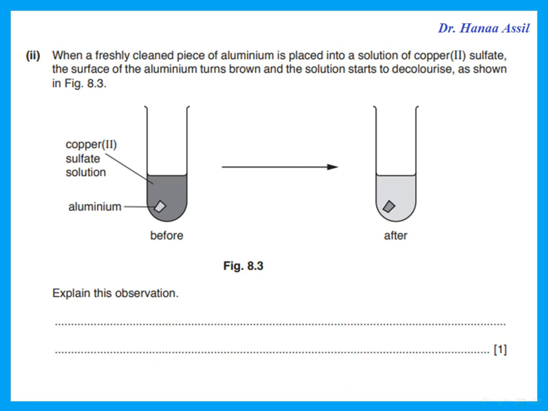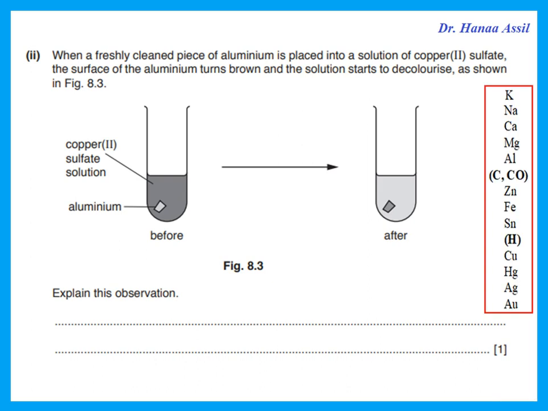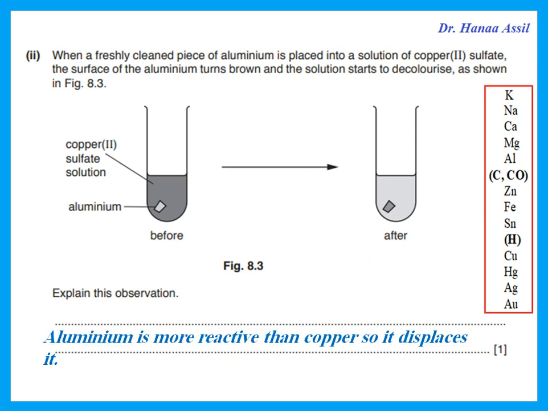When a freshly cleaned piece of aluminium is placed into a solution of copper sulfate, the surface of the aluminium turns brown. So in this case, aluminium with copper sulfate reacts. This is because aluminium is more reactive than copper. It is above copper in the electrochemical series, so it will displace it. So aluminium is more reactive than copper, so it displaces the copper.